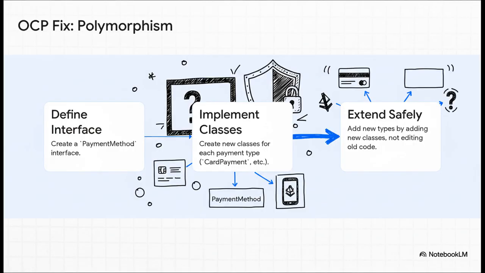The pro move is to get rid of that if-else chain entirely and use polymorphism. You create one payment method contract, an interface. Then, you create a new class for each type: card payment, PayPal payment, and so on. Now, when the business wants to add a new payment method, you just add a new class. You don't touch the old code at all. That's it. Zero modification. That's the principle in action, and it's beautiful.